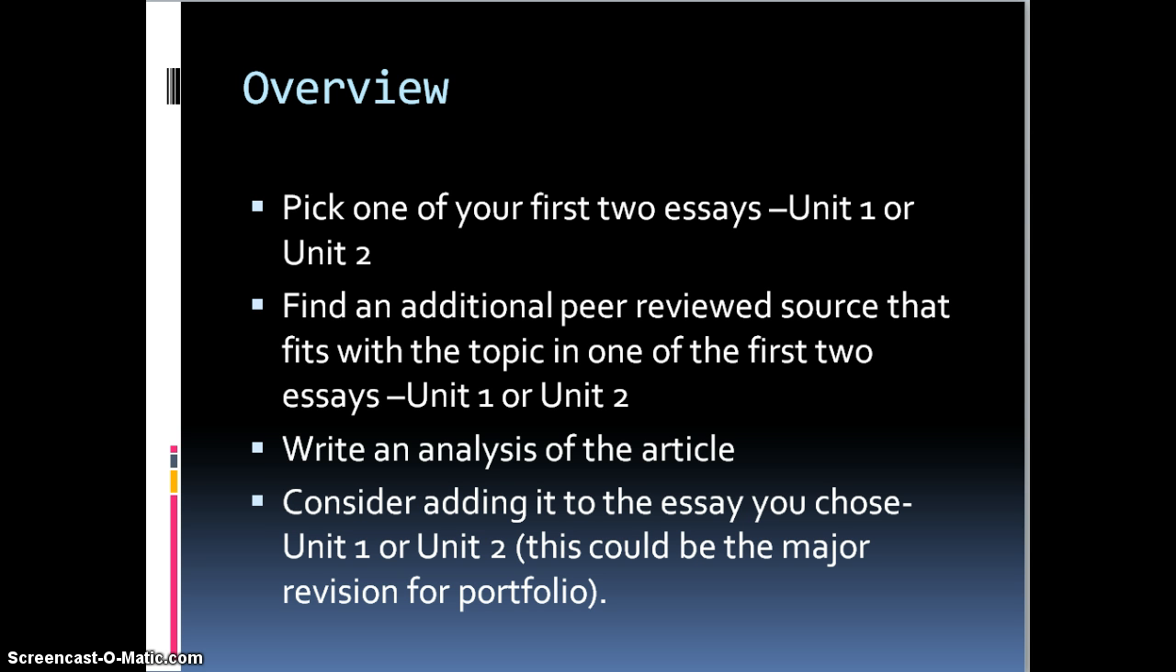So the first thing you want to do is pick one of your first two essays, so either Unit 1 or Unit 2. You could choose maybe an essay that you didn't feel had enough arguments in it to support your ideas, or maybe one that you just want to do a little more research on. After you choose Unit 1 or Unit 2, you're going to search for another peer-reviewed article that you could use in one of those first two essays, whichever one you chose. Then you're going to write an analysis of the article, and that's going to be your textual analysis essay.